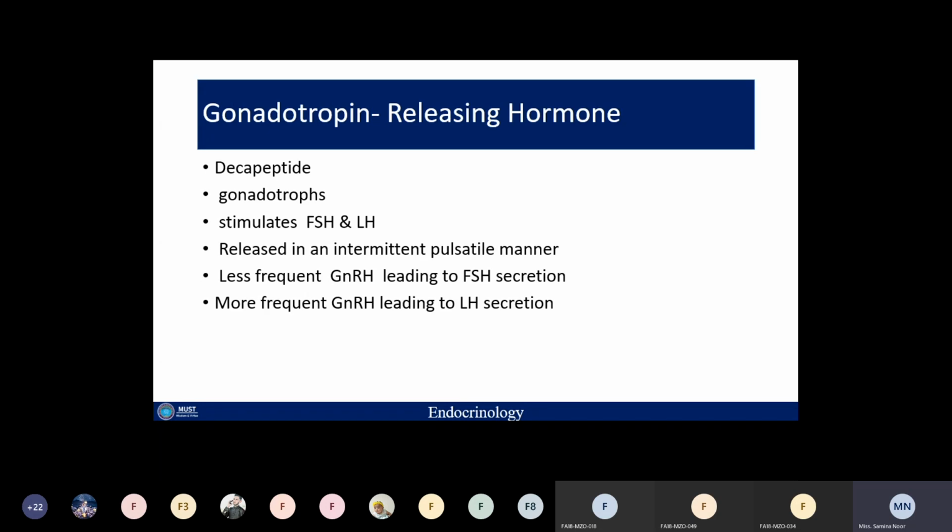So next is another kind of releasing hormone, the gonadotrophin releasing hormone, which is secreted by the hypothalamus. The gonadotrophin releasing hormone is a decapeptide which consists of 10 amino acids, and the target site for gonadotrophin releasing hormone is the gonadotrophs. So the plasma membrane of the gonadotroph bears the receptors for the action of the gonadotrophin releasing hormone or GnRH.